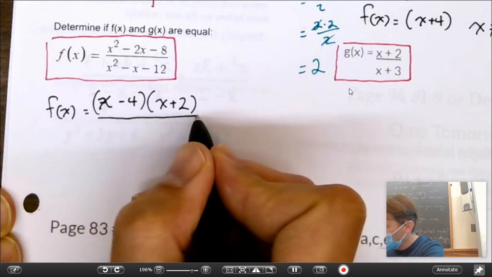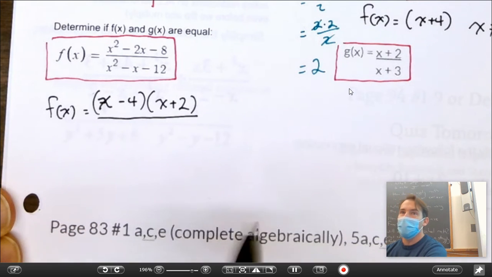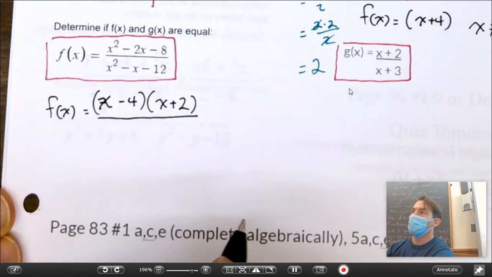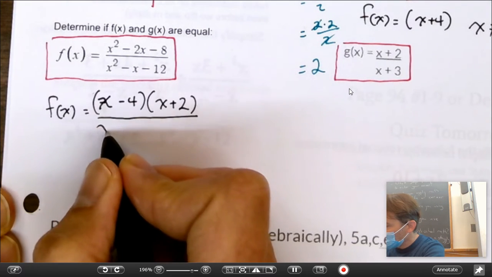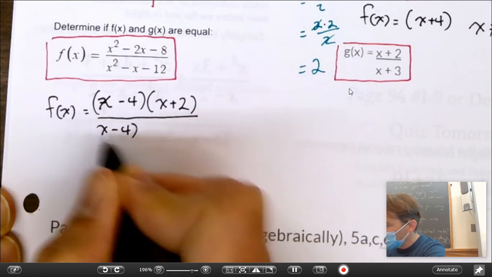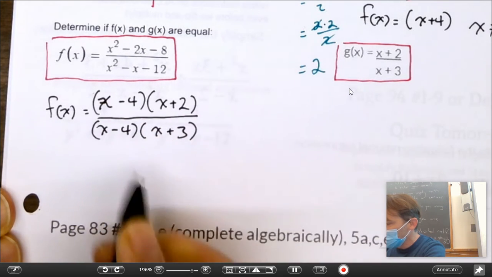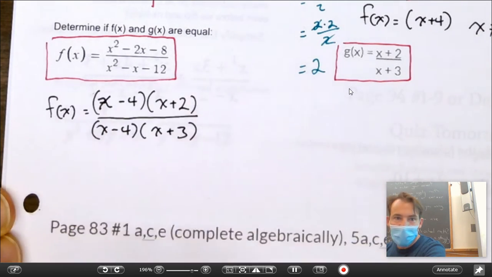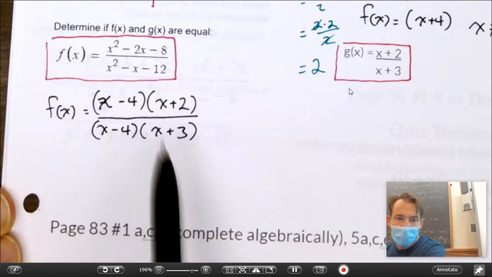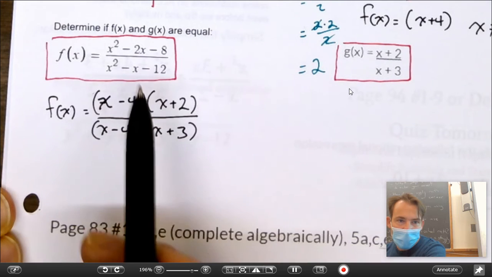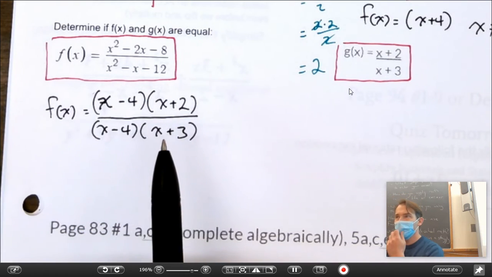And this is going to be divided by, how does this one factor? X squared minus x minus 12. Ashani? Would it be x minus... Yep. Because negative 4 times positive 3, those are going to multiply together to give me that negative 12. And when I add negative 4x and 3x, that would give me the negative x there. Great.